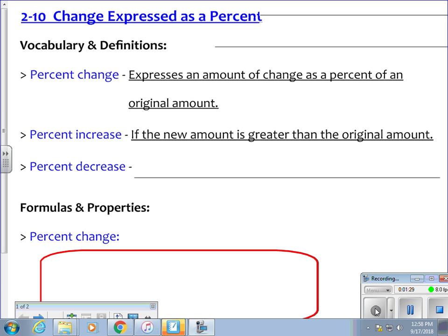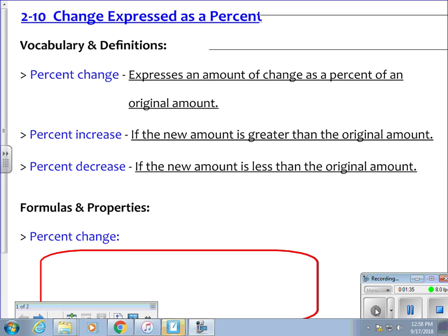So if the new amount's more than the original amount, it's an increase, which means that a decrease is when the new amount is less than the original amount. I took a 3% pay cut, which sucks too.